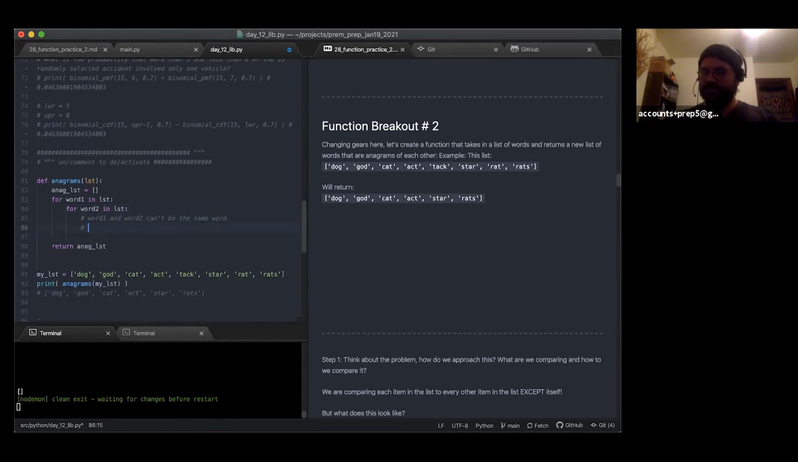Yep. Somebody's suggesting that we say if word 1 equals word 2, continue, which will just skip the rest of the loop. I'm going to do a slight variation on that, but yeah, you could do that. They have to be the same letters. Yep. And somebody had a suggestion for how to see if they have the same letters.